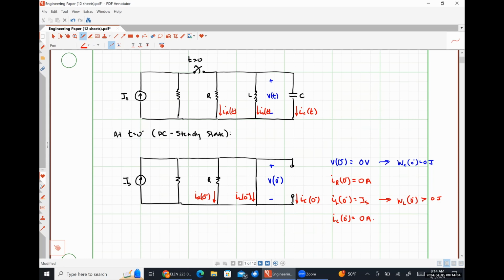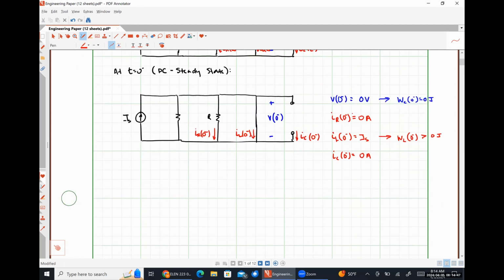So this circuit right here contains multiple energy storage elements, but because of its particular configuration, only the inductor is presently storing any energy, okay? So now let's look at what's happening. So for t greater than or equal to 0 plus, this is our transient condition.